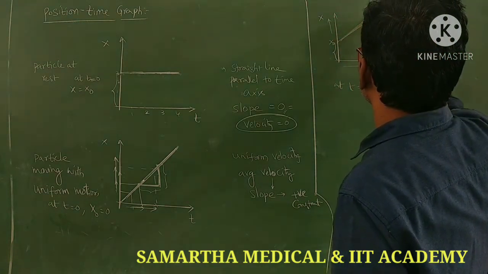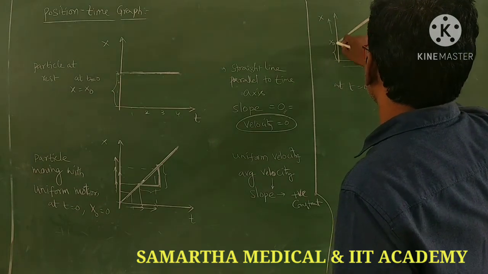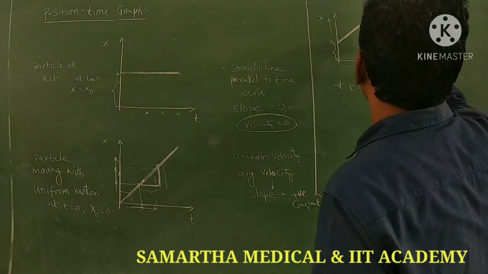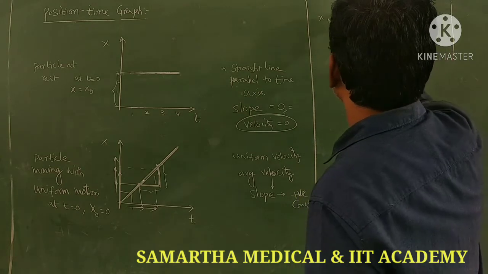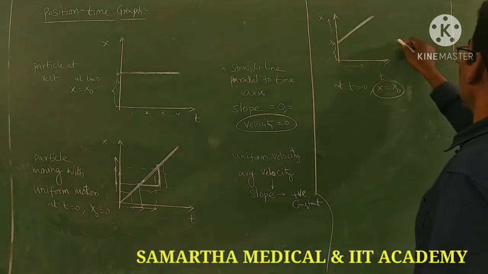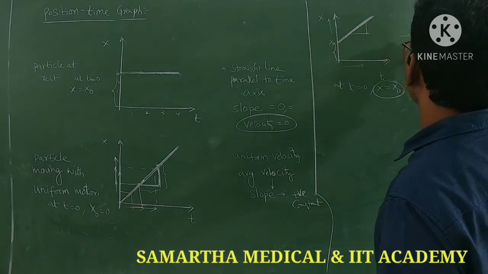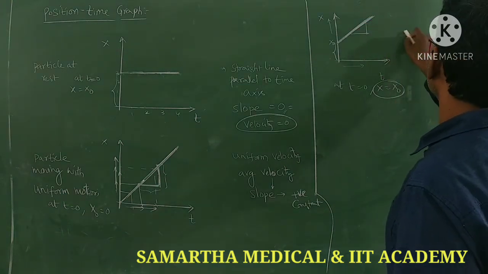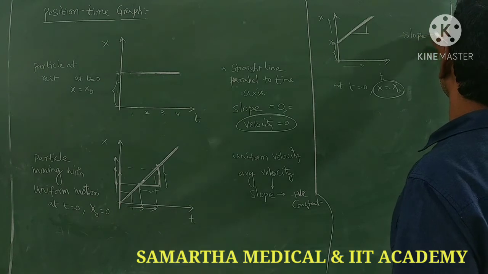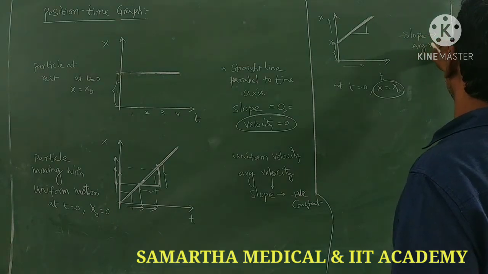It also gives a straight line which is just increasing. Time increases, displacement also increases. So what you can say, the slope between any 2 points on the curve gives you the average velocity. Slope is average velocity.